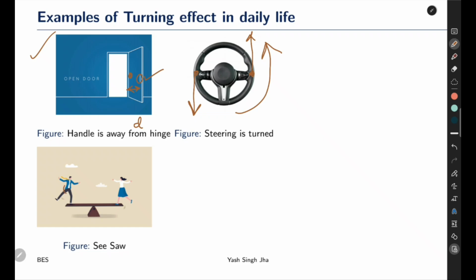Another example is a seesaw. There is a guy standing here having a weight W1 and there is a girl standing here having a weight W2. The guy is trying to turn the seesaw anti-clockwise and the girl is trying to turn it in a clockwise direction. Yes, and that is the whole game of seesaw.